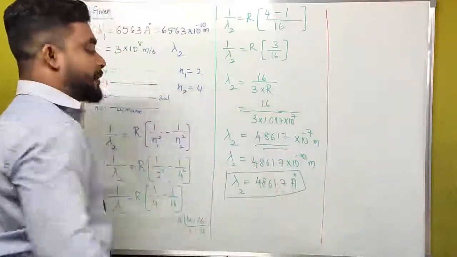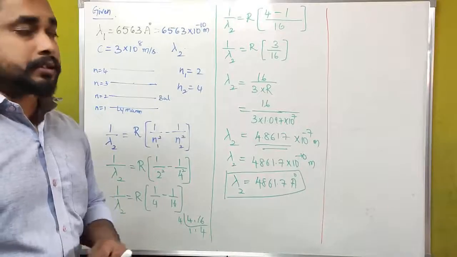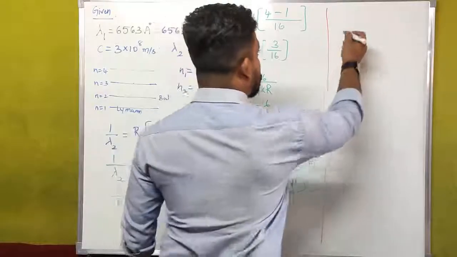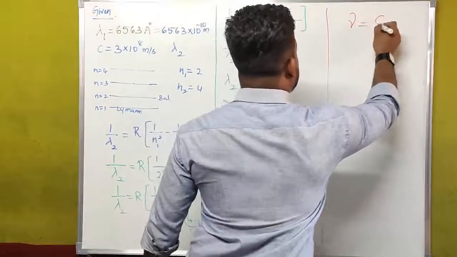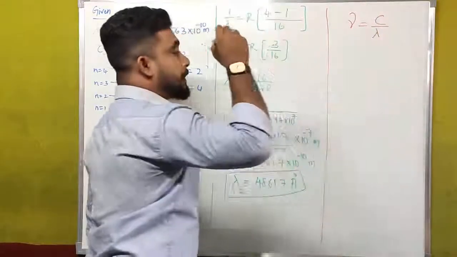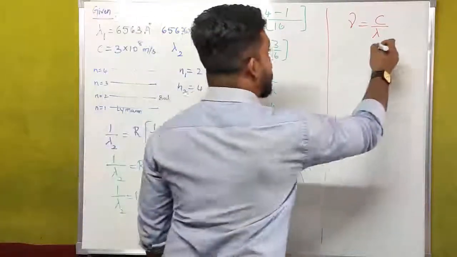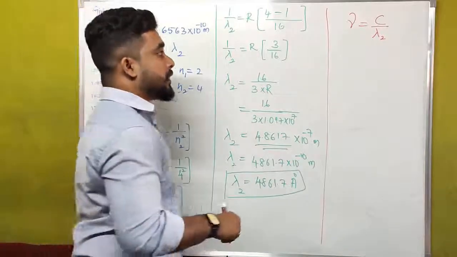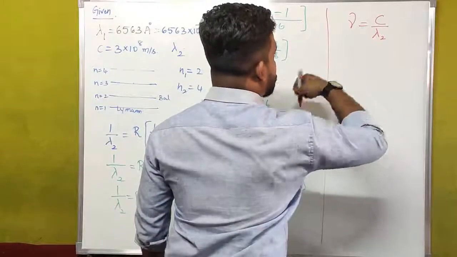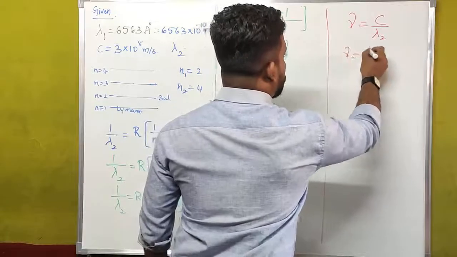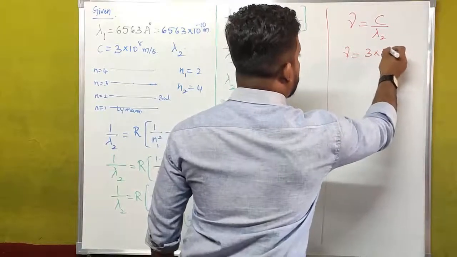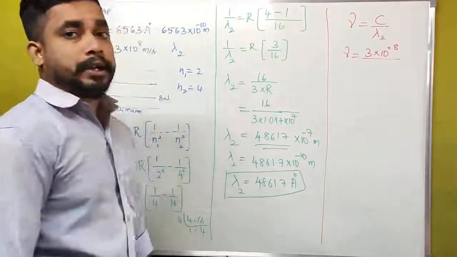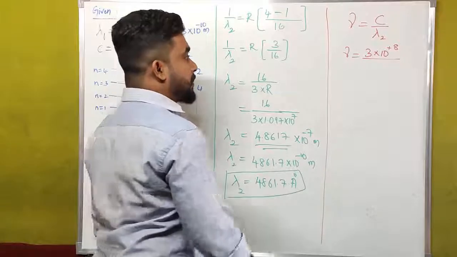Now what we have to calculate here is the value of the frequency. Here we have got the wavelength of the second member of the Balmer series, and for that particular line, what is the frequency? What is the expression for frequency? Nu is equal to C divided by lambda. But here we have to calculate for the second wavelength, that is lambda 2. Nu is equal to C divided by lambda 2. Nu is equal to 3 into 10 to the power of plus 8, that is the velocity of light, 3 into 10 to the power of 8 meter per second.